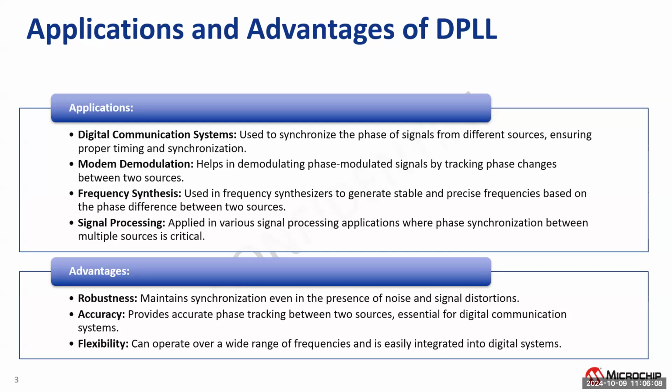They're also commonly used in frequency synthesis when you need to generate stable and precise frequencies based on phase difference between two sources. And they're also commonly used in signal processing, where phase synchronization between multiple sources is critical. They're very robust. They're closed loop systems. They're very accurate, and they can operate over a wide range of frequencies: hertz, kilohertz, megahertz, and gigahertz.